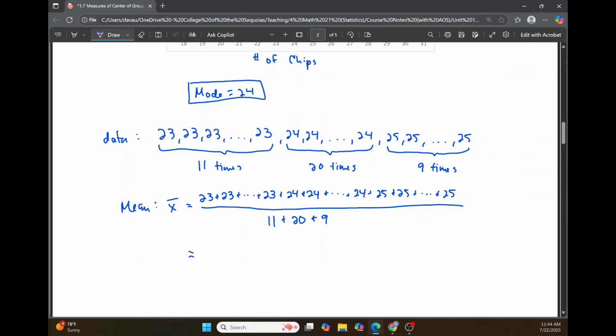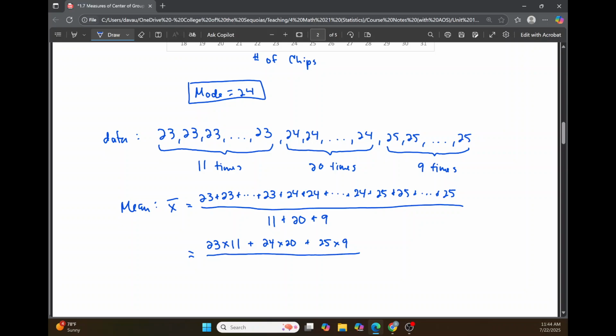Instead of doing 23 plus 23 plus 23 11 times, we could just say, if you add 23 to itself 11 times, that's just 23 times 11, right? So we could just call this 23 times 11. And the same with the 24, right? We would say plus 24. If we add 24 to itself 20 times, that's just the same thing as saying 24 times 20. Okay? And then the same thing with the 25. If we add 25 to itself 9 times, that's just the same thing as saying 25 times 9.